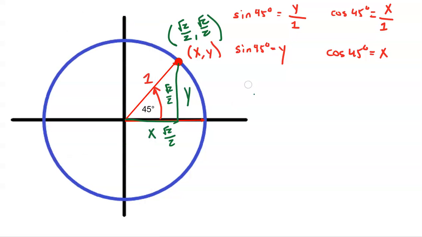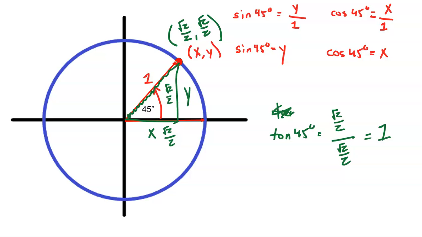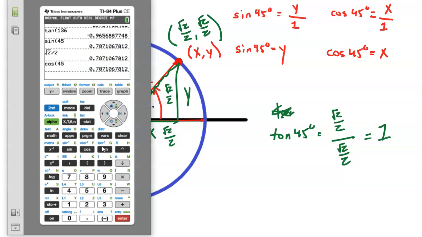What about tangent real quick? Let's actually try to do it without the calculator. Tangent of 45 degrees is my y over my x, it's the slope. If I know my y is radical 2 over 2 and my x is radical 2 over 2, what happens when you divide two numbers that are the same? You get 1. So the slope of this ray right here is a beautiful, perfect 1, and I could use my calculator to confirm that if I wanted to. There it is, 1. This is pretty cool.